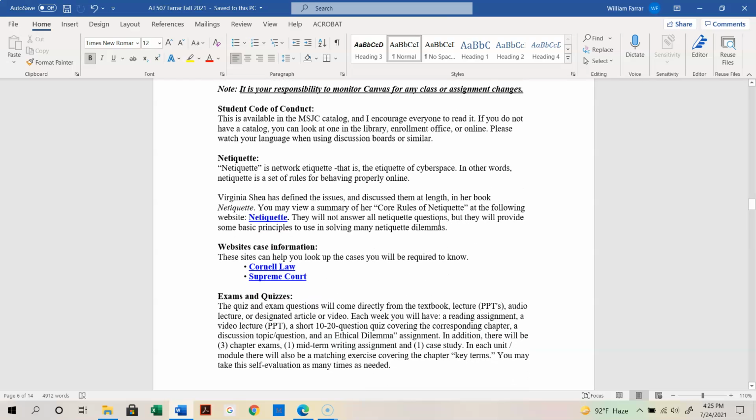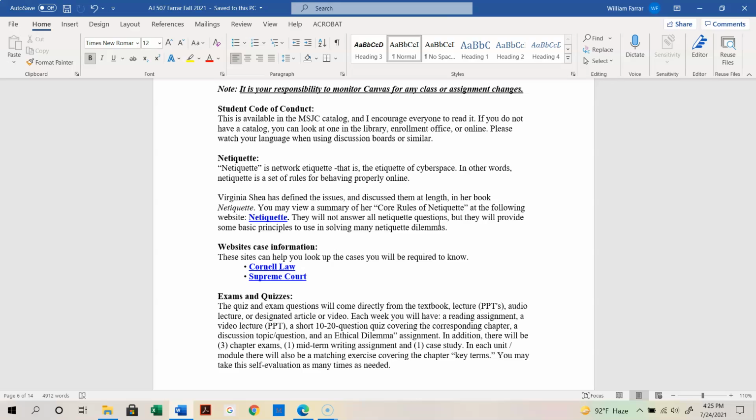All right, so a couple of other things really quick before we jump into the course Canvas. Student code of conduct. Well, this is an online class. I do encourage you to read the code of conduct. You can find it online. But really, I want to just talk briefly about something called netiquette. And basically network etiquette or etiquette of cyberspace, or even a set of rules for how we behave properly in an online environment.